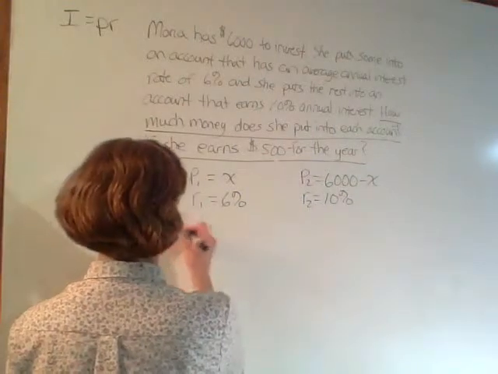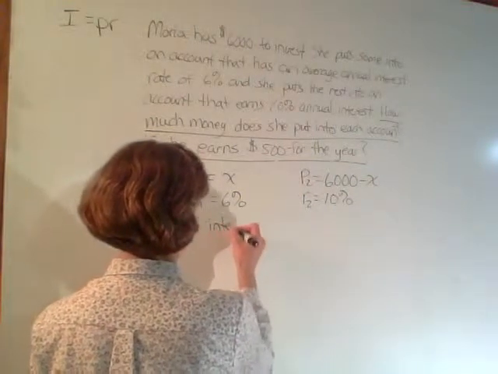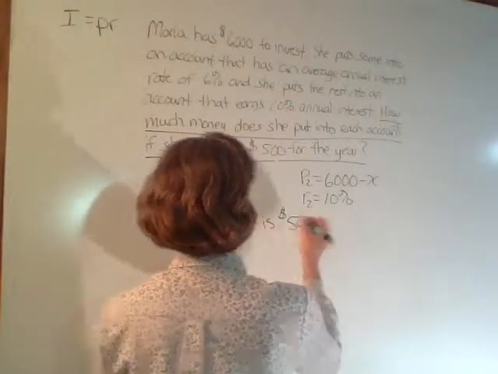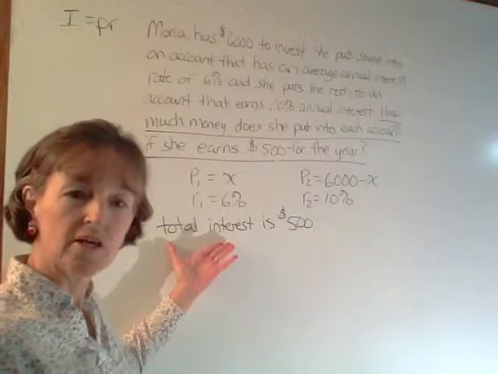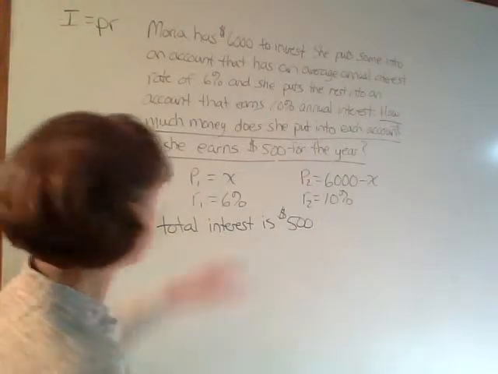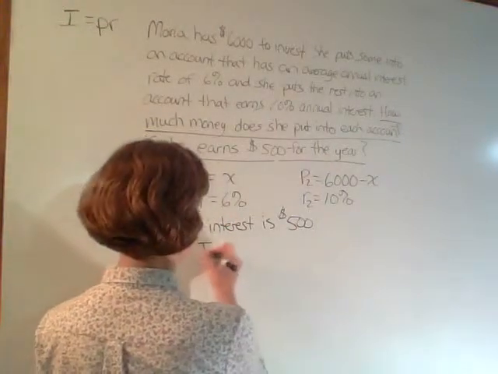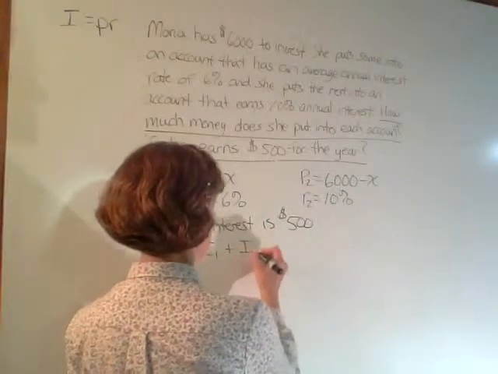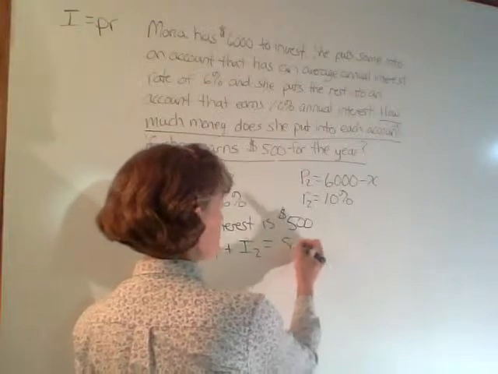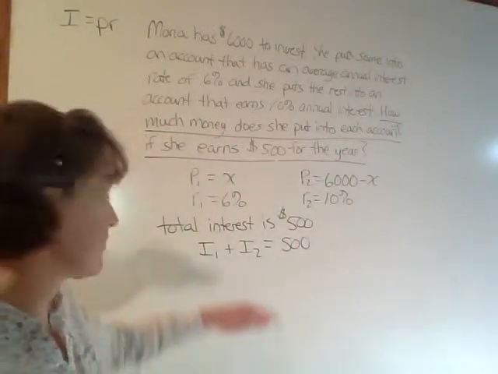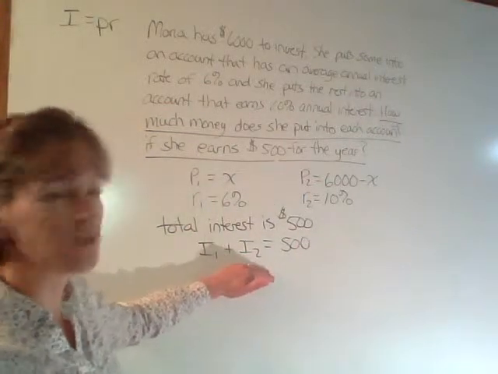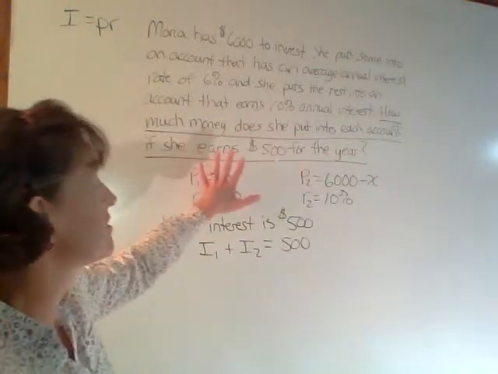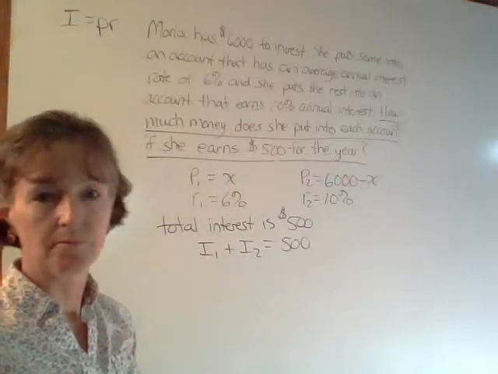Total interest is $500. Well, how do you get a total? We get a total by adding. So I'm going to add the interest from the first account to the interest that I earn in the second account, and that's going to equal 500. So this is my very general equation that represents this statement right here.